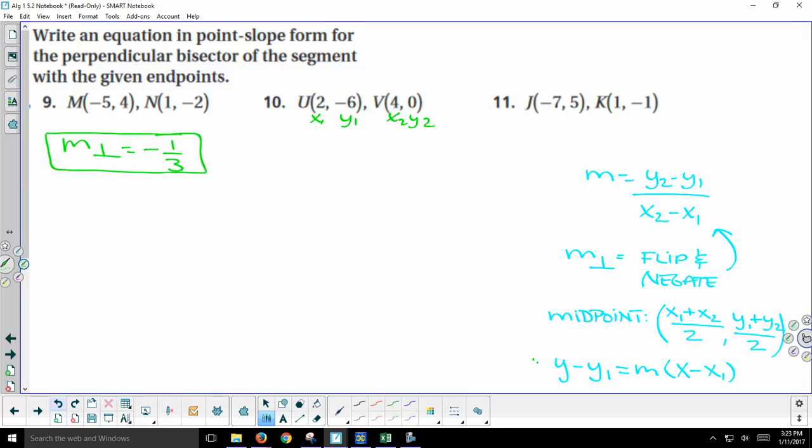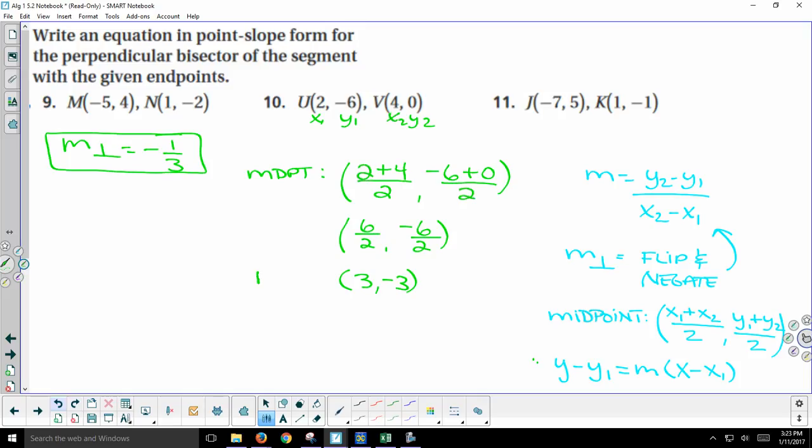I need to find the midpoint. My midpoint is x1 plus x2 divided by 2, comma, y1 plus y2 divided by 2. So my midpoint happens at 2 plus 4 divided by 2, comma, negative 6 plus 0 divided by 2. 2 plus 4 is 6 divided by 2. Negative 6 plus 0 is negative 6. Let's simplify that. 6 divided by 2 is 3. Negative 6 divided by 2 is negative 3. So my midpoint is at 3, comma, negative 3.